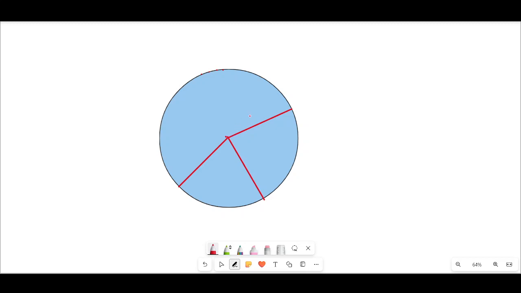If this distance is r, and this is the center O, and suppose this is a variable point P, with other locations P dash, P double dash. That means a circle is a collection of all points in a plane which are at a constant distance, the radius, from a fixed point, that is the center. This is the center, this is the radius.